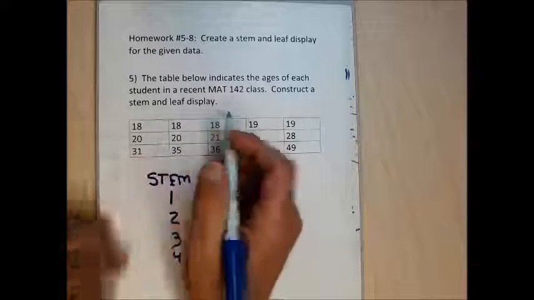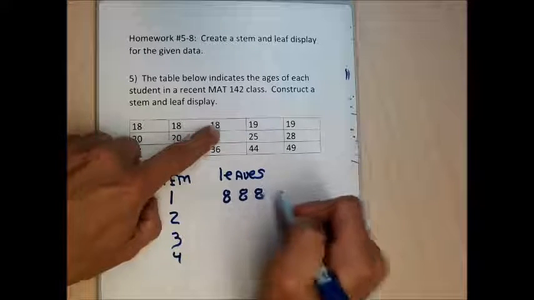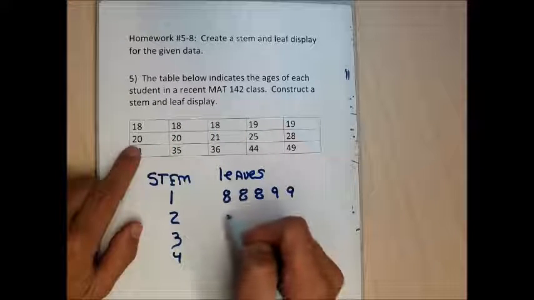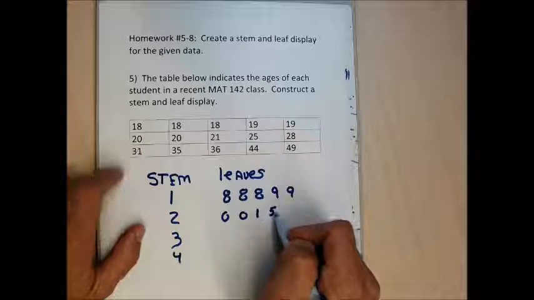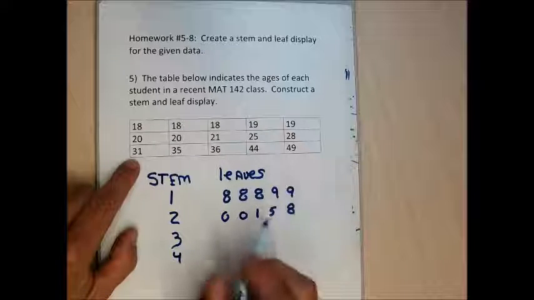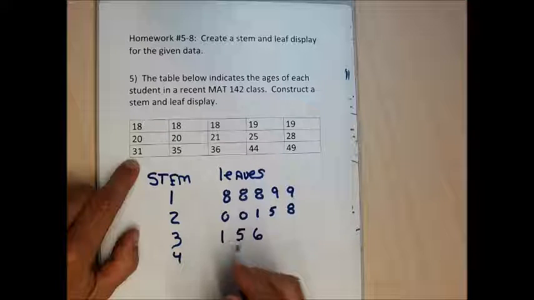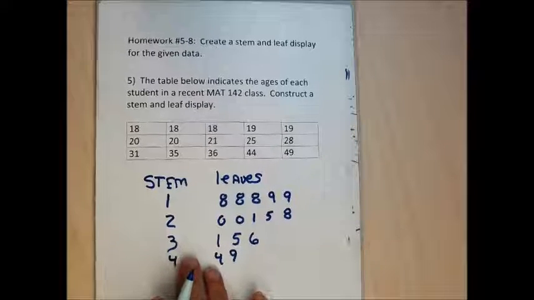Next to the 1, I'm going to put an 8, an 8, an 8, a 9, and a 9. Next to the 20, or the 2, I'm going to put a 0, a 0, a 1, a 5, and an 8. Next to the 3, I'm going to put a 1, a 5, and a 6, and next to the 4, I'm going to put a 4 and a 9. That's an adequate stem and leaf display for the data that's given in this problem. That's all we're going to do with it. I'm not going to test on stem and leaf displays. They ask me to expose you to them, so you're being exposed to them.